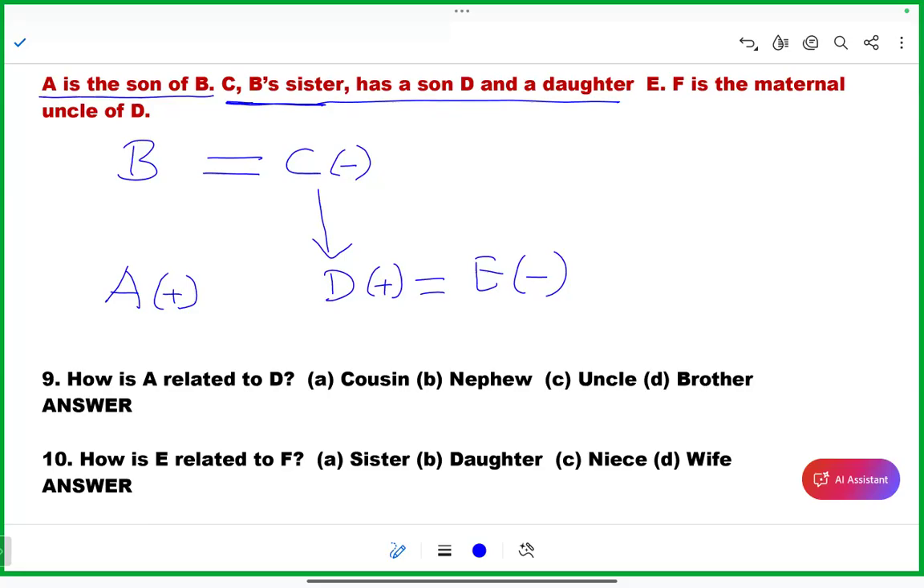See, it becomes clearer now when you put yourself in the character. Now F is the maternal uncle. Maternal means mother's side. No, sorry, my mother's side, maternal. So F is the maternal uncle of D.